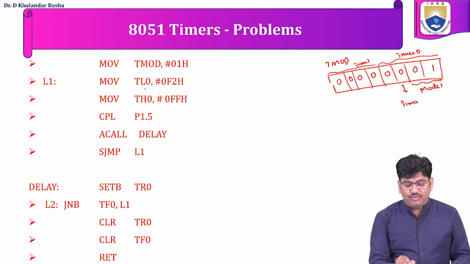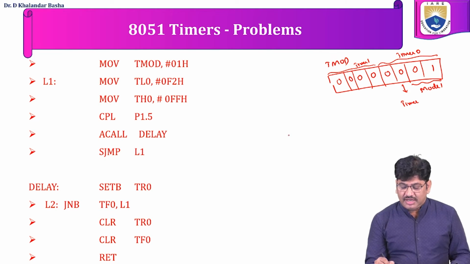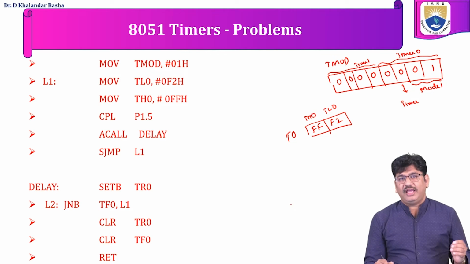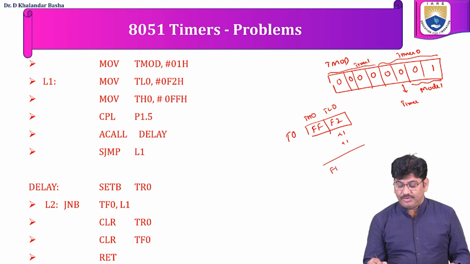Next, MOV TL0, #0F2H, MOV TH0, #0FFH. So here the count which is going to be stored in the T0 register is FFF2. This is loaded into TL0, and this is loaded into TH0. For every clock pulse, this will be incremented by 1. Until what portion it is going to be incremented: once it reaches the maximum count FFFF, the next clock pulse it is going to generate 0000.